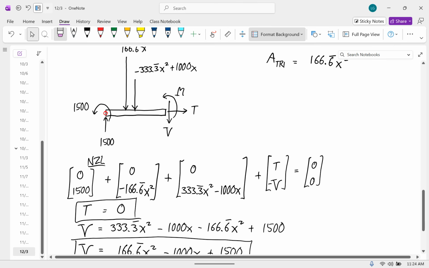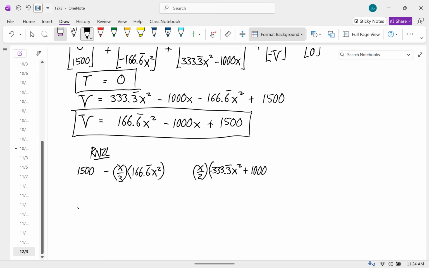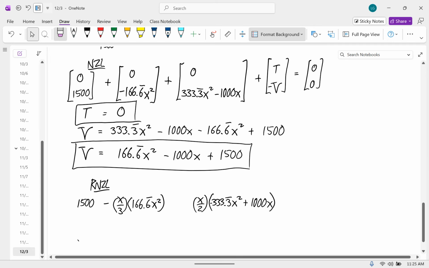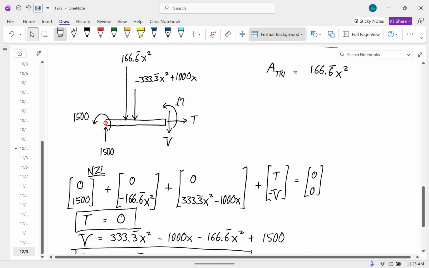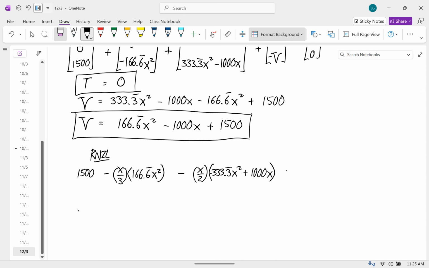So we want the magnitude of this. So negative plus 1000x. Why can't you take the negative out front and just add it together? Well, I'm going to just think of it as magnitudes, and then I'm going to think about a clockwise or counterclockwise rotation. Okay. And so that also is a clockwise rotation, so negative. And then plus m minus vx, like always, is equal to 0.